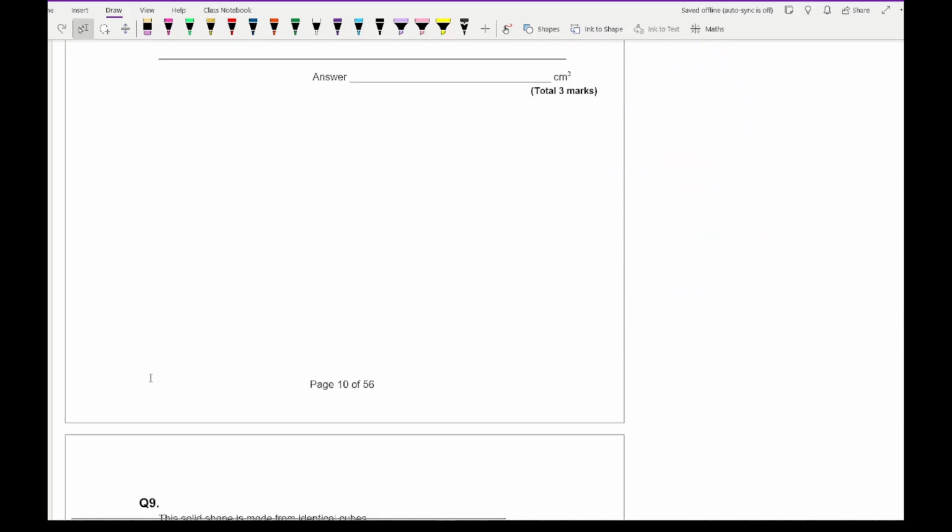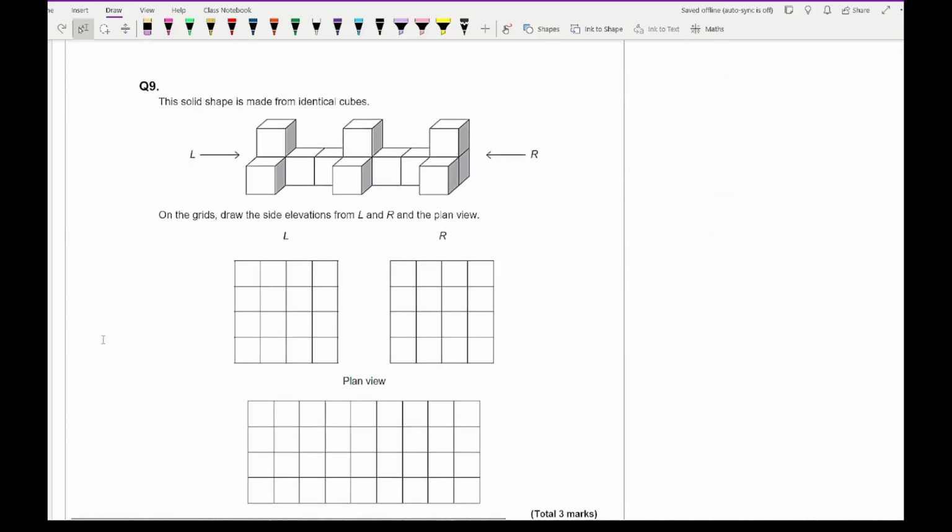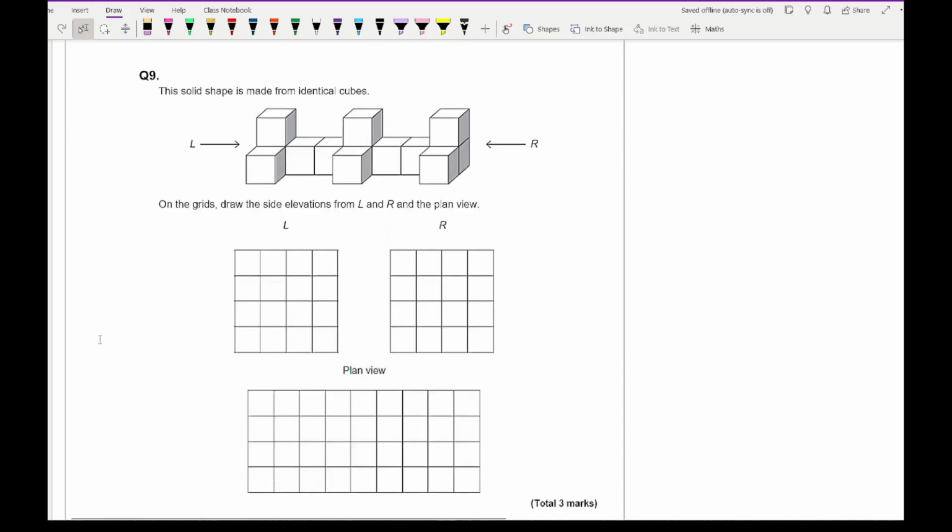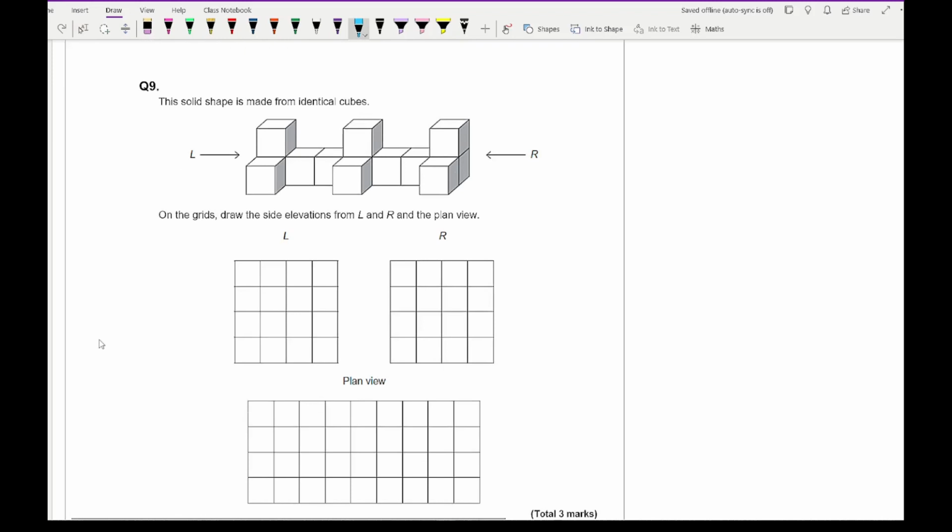And then moving on to question 9, it says this shape, a solid shape, is made from identical cubes on the grids. Draw the side elevation from L and R and the plan view. So for L, it's going to look like an L shape. Again, you should be using a ruler. That there is going to be L. R is going to be the reverse of that, or the reflection of that.